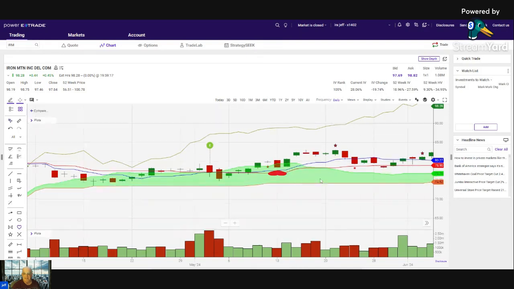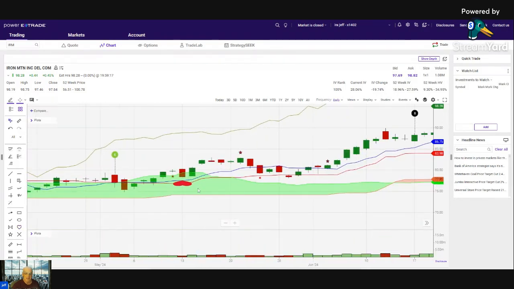Here it is. See over here, don't get in here. It's in the cloud. Okay, so over here, it comes out of the cloud, it's not an entry. Over here, it gaps up, it's not an entry because it's the first day out of the cloud. The next day, no entry, it's red. No entry, it's red.